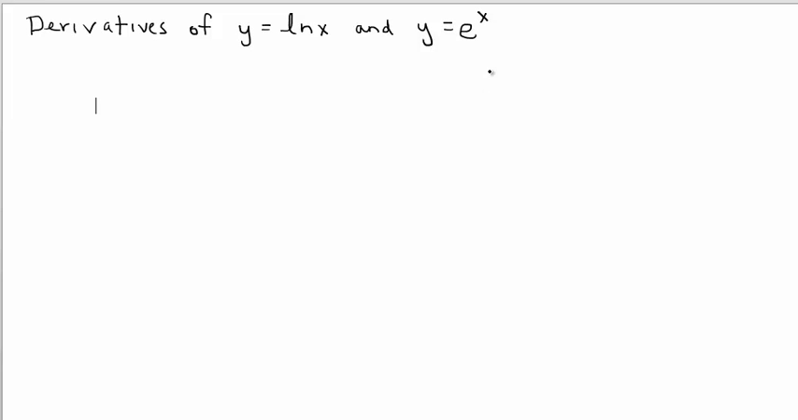So let's start by looking at the derivative of y equals natural log of x. And you know I like to review notation here and there. So for this one, if I was going to find y prime, I would be bringing in the derivative operator. So the derivative here would become dy dx equals, and graphically we saw the derivative is going to be 1 over x.